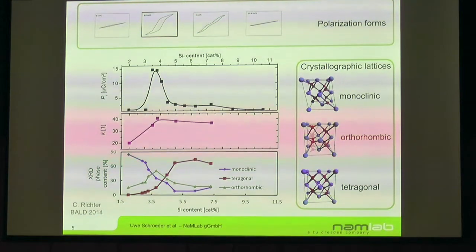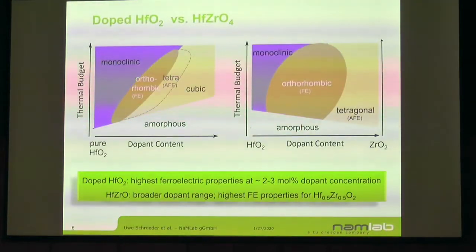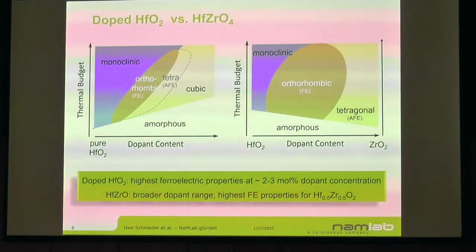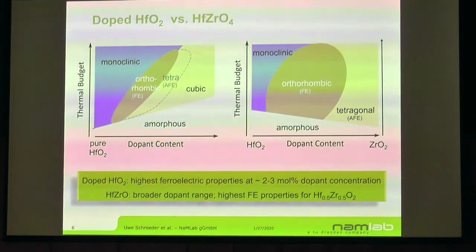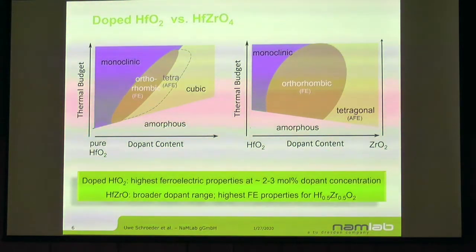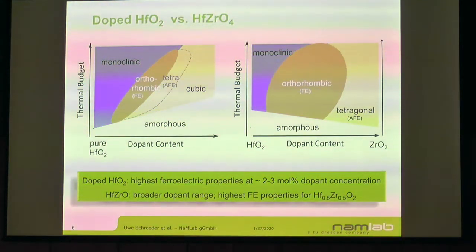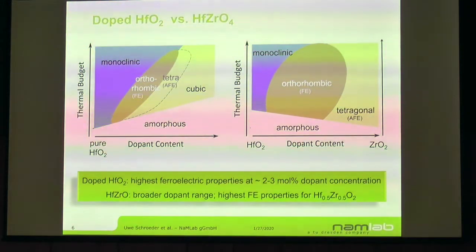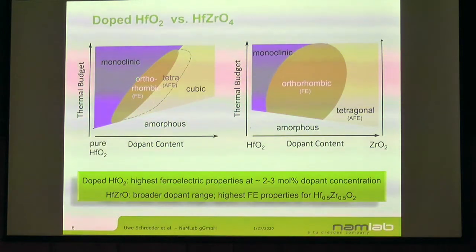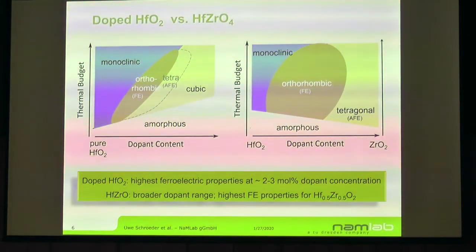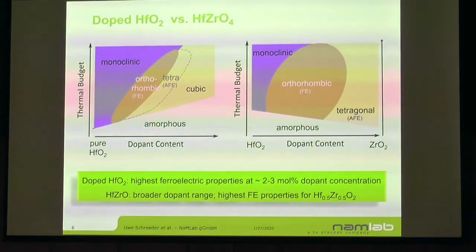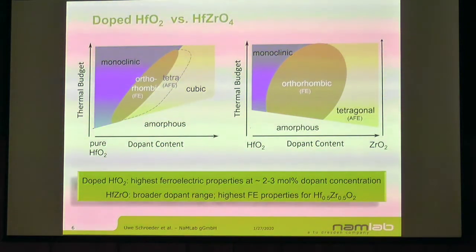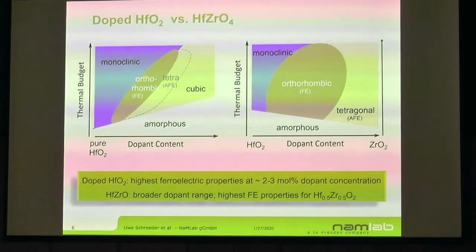And so we went through lots of different dopants, from very small dopants like silicon to really large dopants like lanthanum and strontium. And for all these dopants, we had this phase transition occurring. For the smaller dopants, we had also this tetragonal phase, and for the larger dopants, we saw a direct transition into the cubic phase.